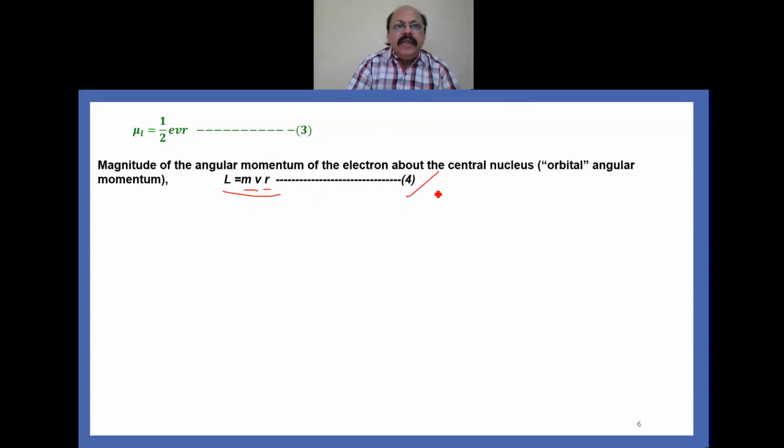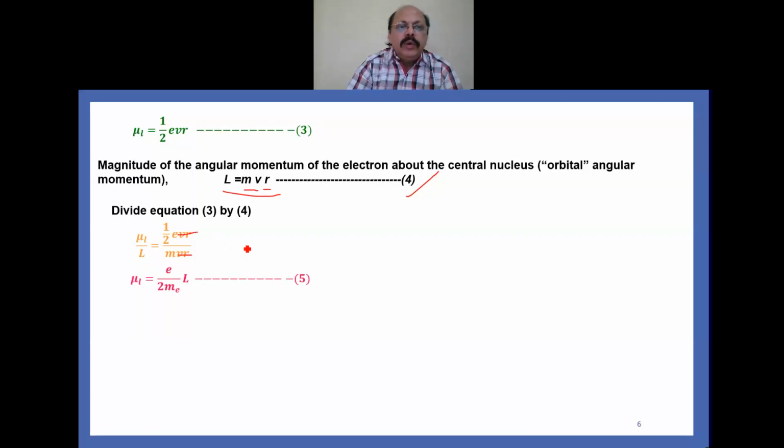Then divide equation 3 by 4. So you will get mu L upon L equal to half evr upon mvr. Here you see that this vr and this vr get cancelled, and rearrange it. Then you will get mu L equal to e upon 2 m_e times L. Here m_e we have specified as the mass of the electron. Mark this equation number 5.